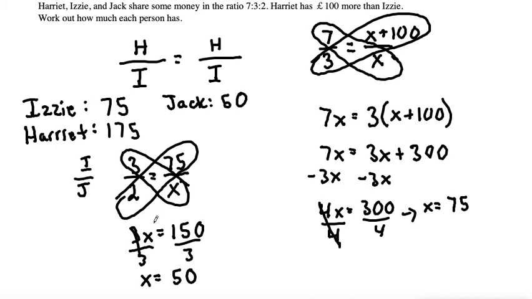So there we go. We figured out how much each person has in the ratio of Harriet having 7, and then Izzie having 3, and Jack having 2.